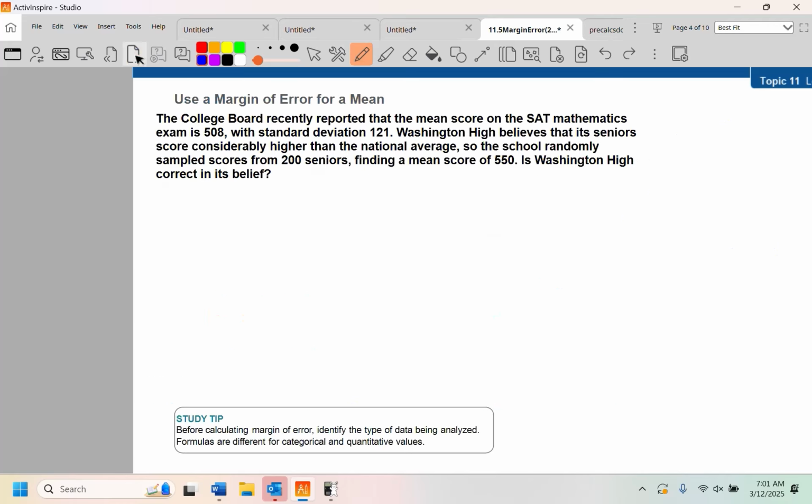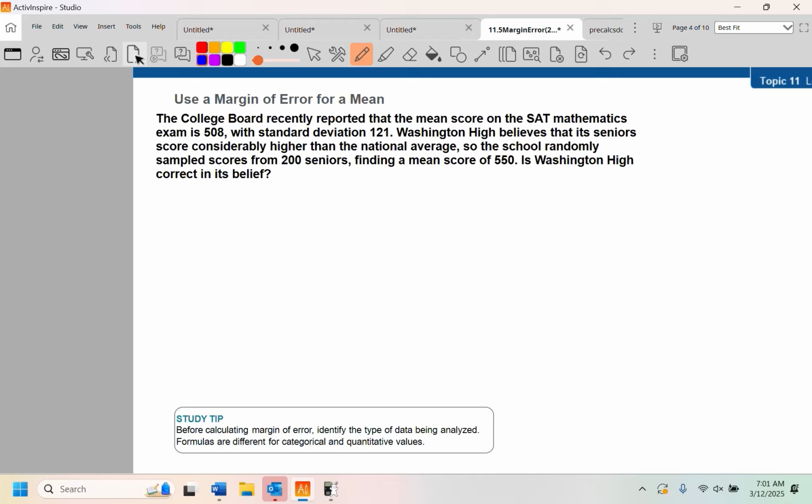Moving forward. The College Board recently reported that the mean score on the SAT mathematics exam is 508 with a standard deviation of 121. Washington High believes that its seniors score considerably higher than the national average, so the school randomly sampled scores from 200 seniors, finding a mean score of 550. Is Washington High correct in its belief?